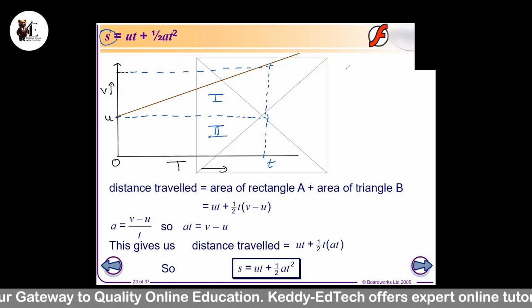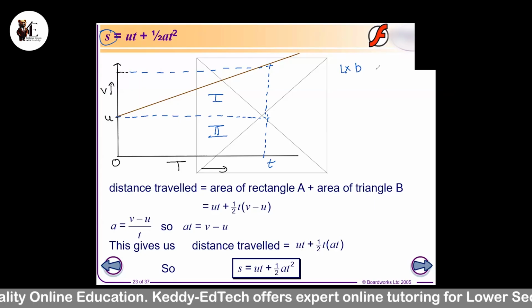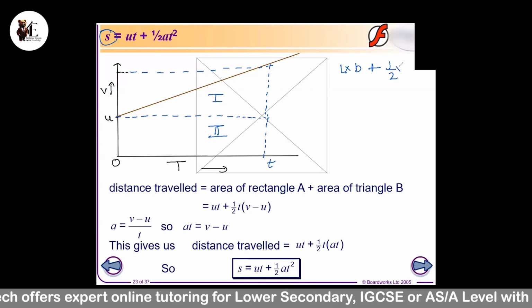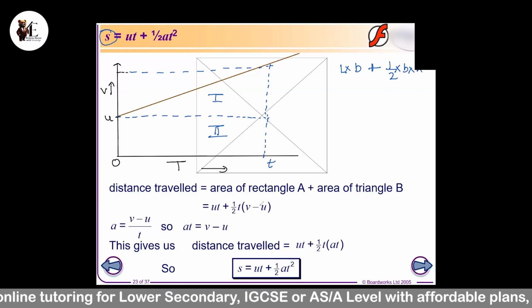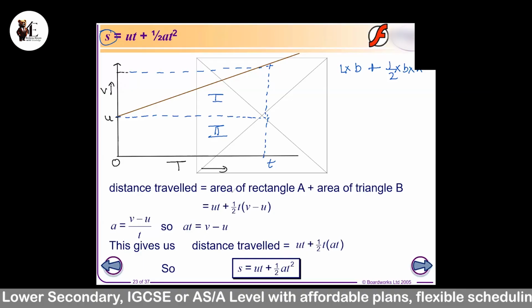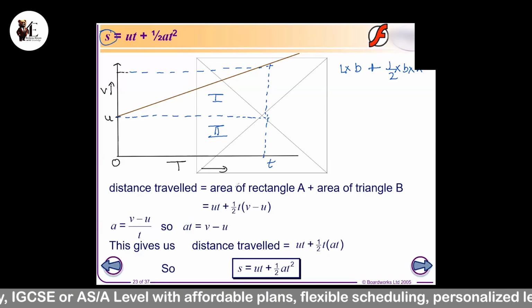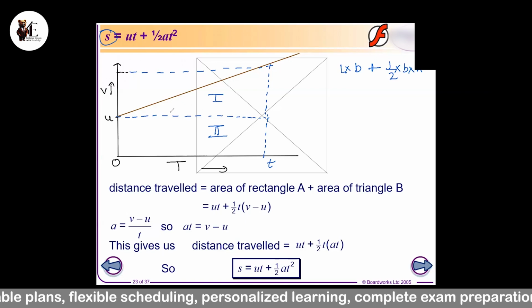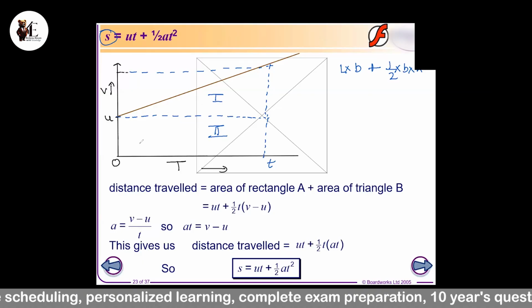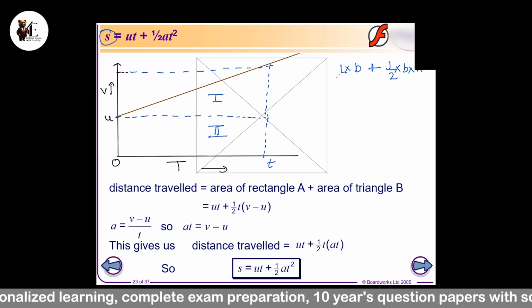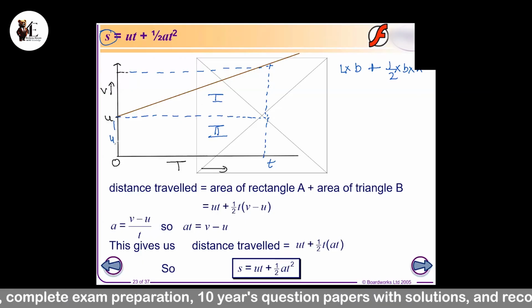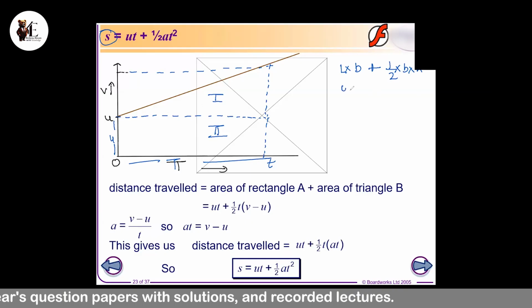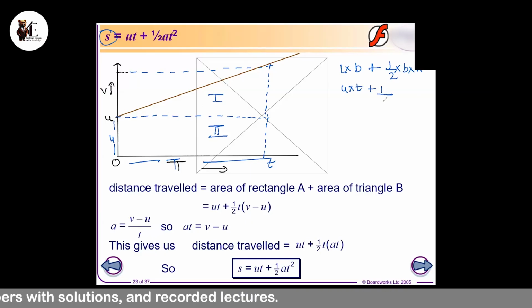What is now the area of the rectangle? Area of the rectangle is L into B, plus area of the triangle is half multiplied by base and height. Is that right? Yes, ma'am. Let's go for the rectangle. Can you see the width is t and the height is u? And this is t. So you're going to write u multiplied by t plus half base.